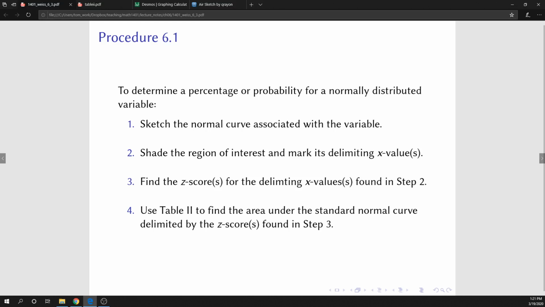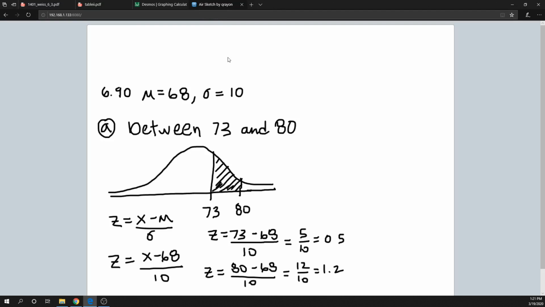Then use table 2 to find the area under the standard normal curve delimited by the z-scores found in step 3. So what we would do now is go to the standard normal distribution, the standard normal.